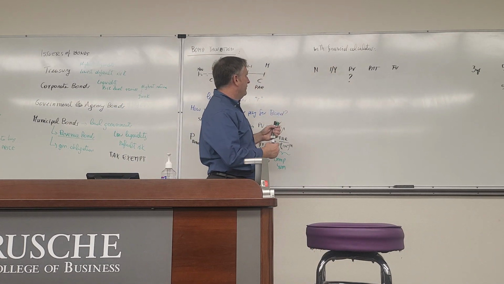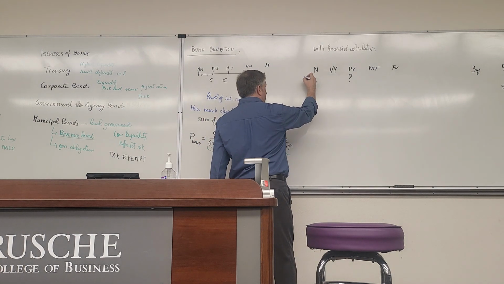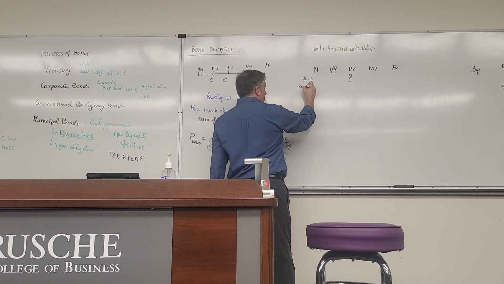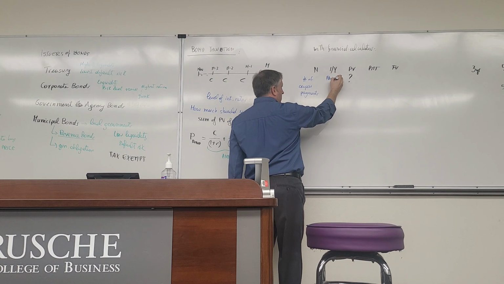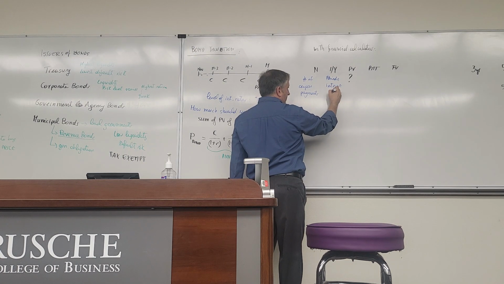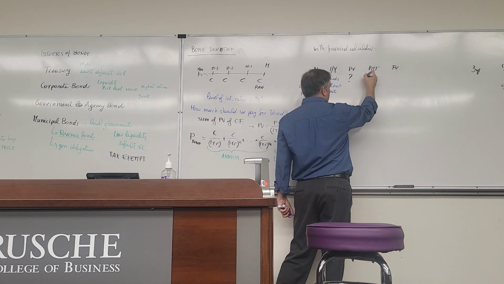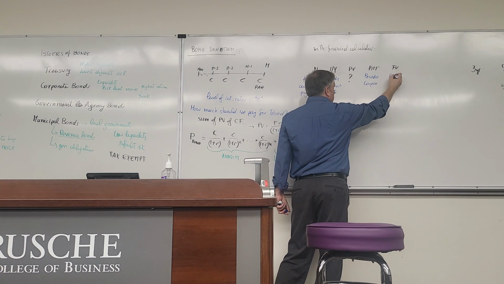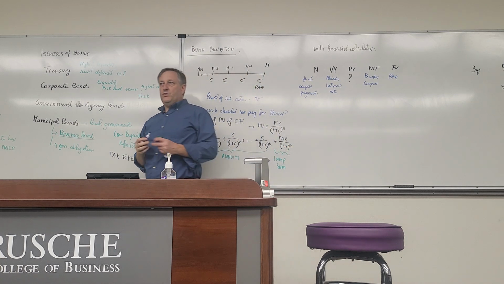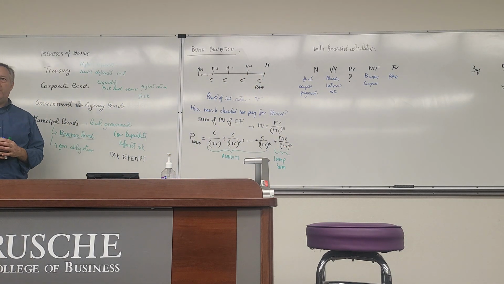So the way you would enter the information here is N is going to be the number of coupon payments. I/Y is going to be your periodic interest rate. PMT is going to be your periodic coupon, and FV is going to be par. And we solve for present value. So this is the way you calculate the value of a bond. Questions?